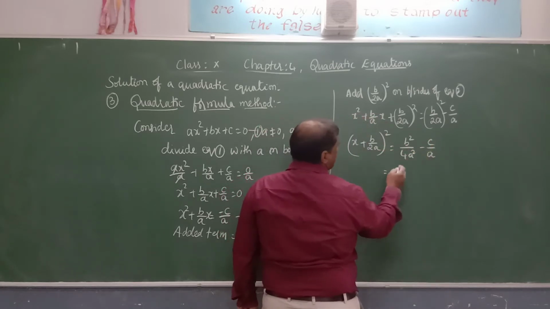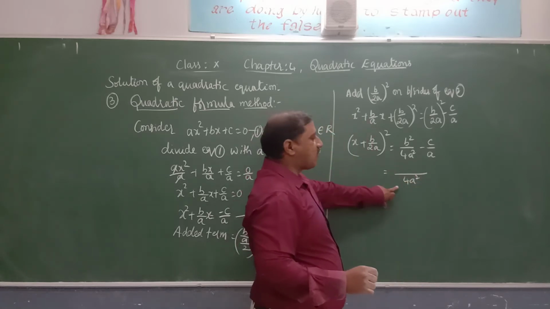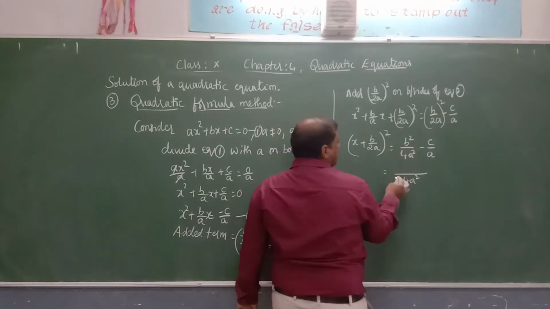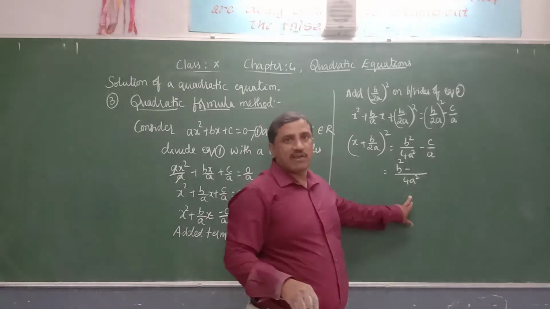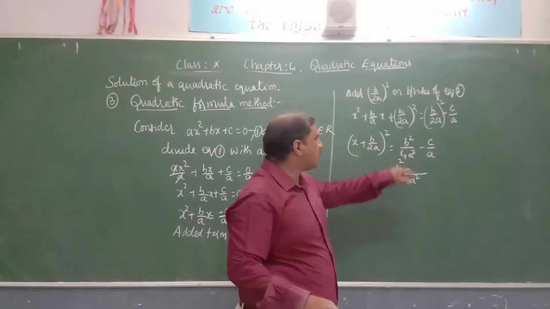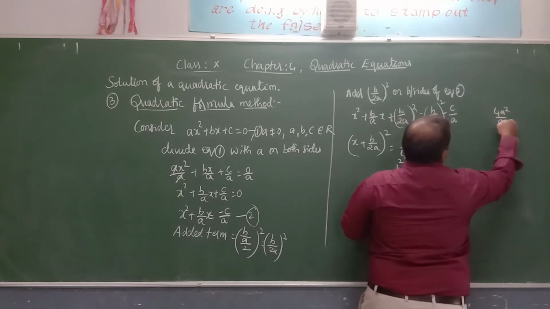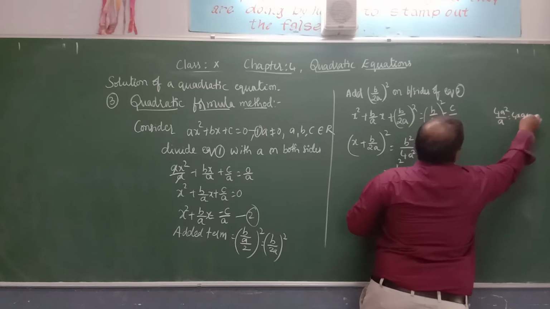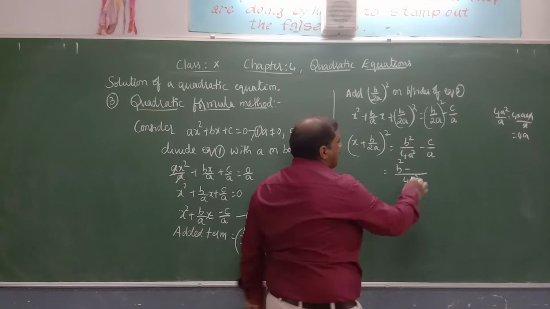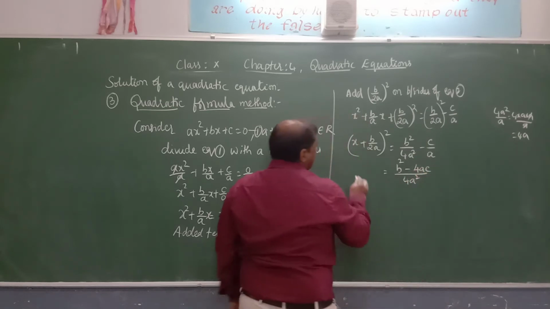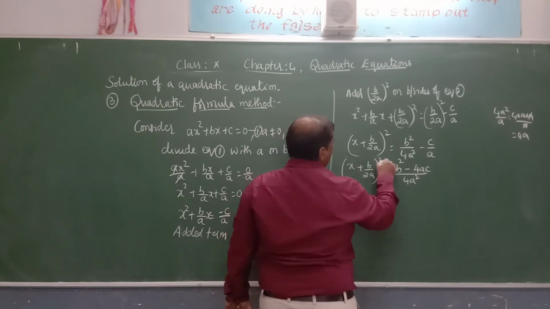Now find out this. Take LCM. LCM is equal to 4a square. Now 4a square ones are 4a square. Therefore 1 into b square is b square minus, divide 4a square by a, and a will be cancelled, we get 4a. That is 4 into a by a, equal to 4a. So 4a into c is 4ac, which is equal to x plus b by 2a whole square.